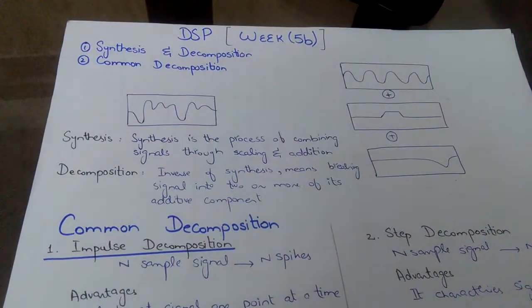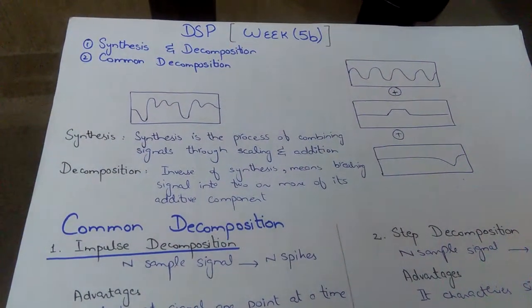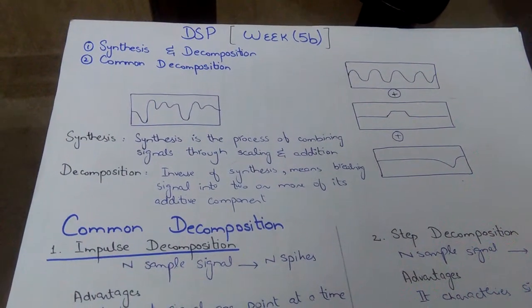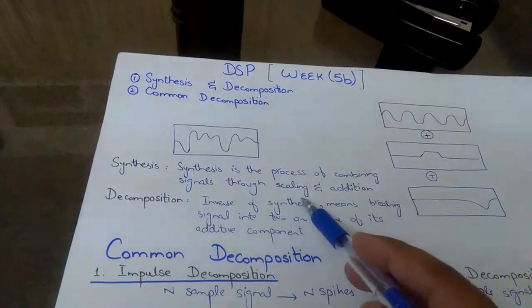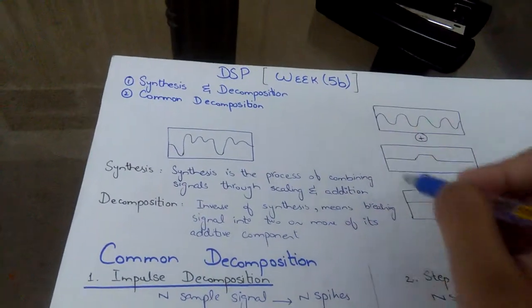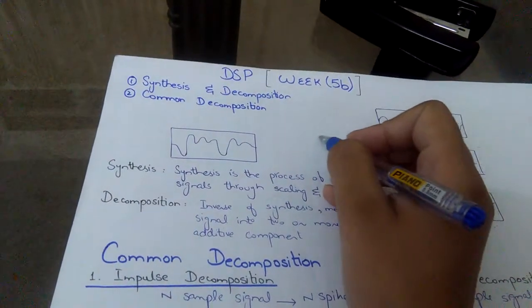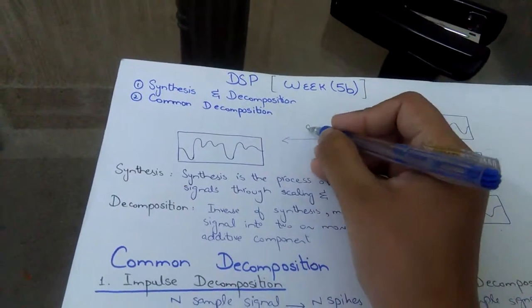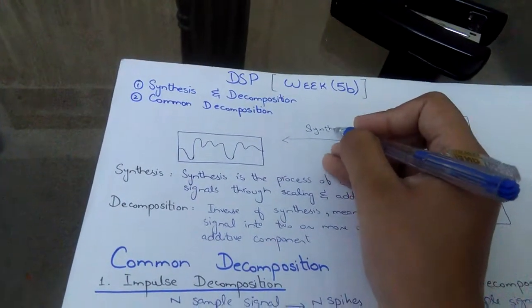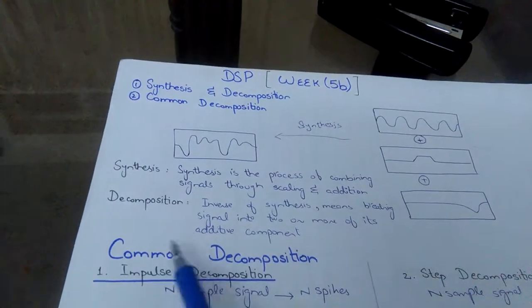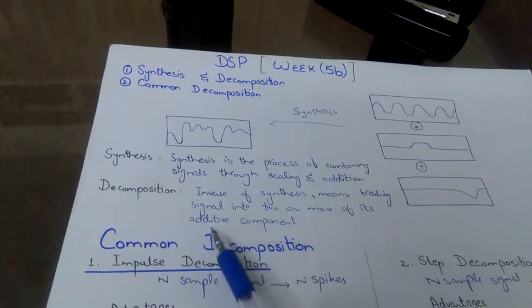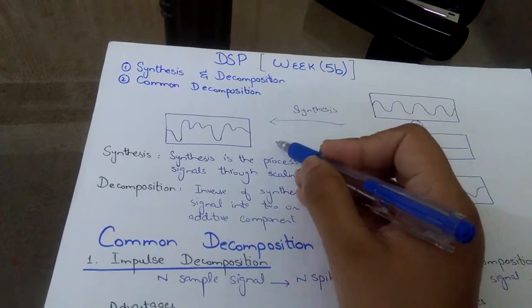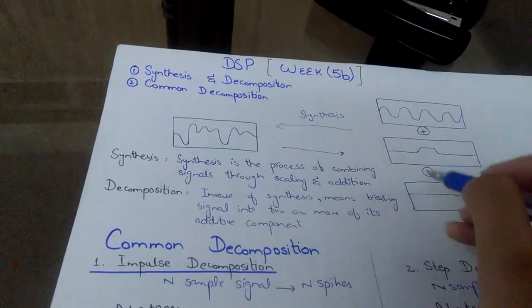Today our topic of discussion is synthesis and decomposition, and second is common decomposition. This is a signal. Synthesis is the process of combining signals through scaling and addition. If I combine these signals, I get this by synthesis. Decomposition is the inverse of synthesis, meaning breaking a signal into two or more of its additive components. These are its additive components.